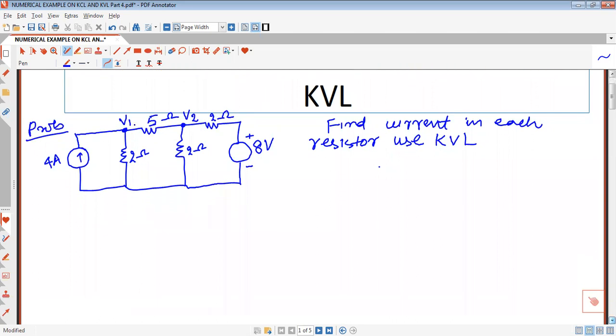So here we can see that this current source is in parallel with this resistance. So we can change this current source into a voltage source. Once we convert it into a voltage source, the resistance has to come in series, and the new circuit will look like this.